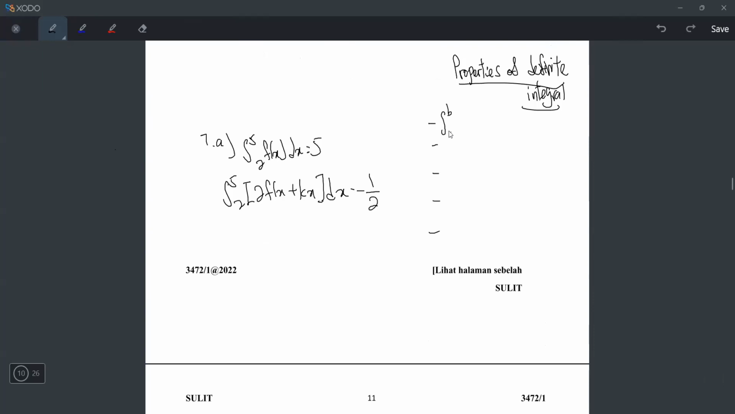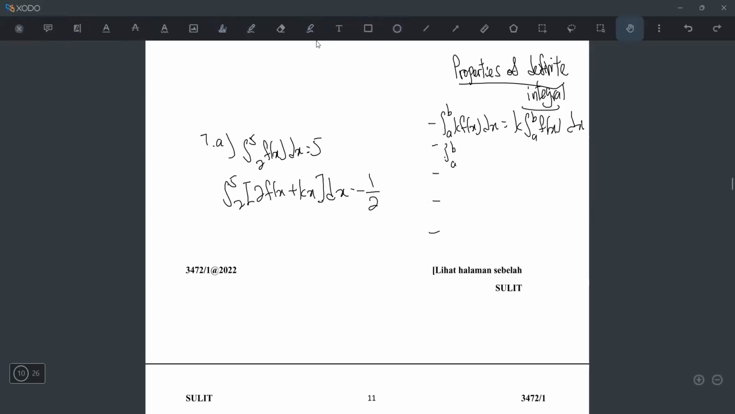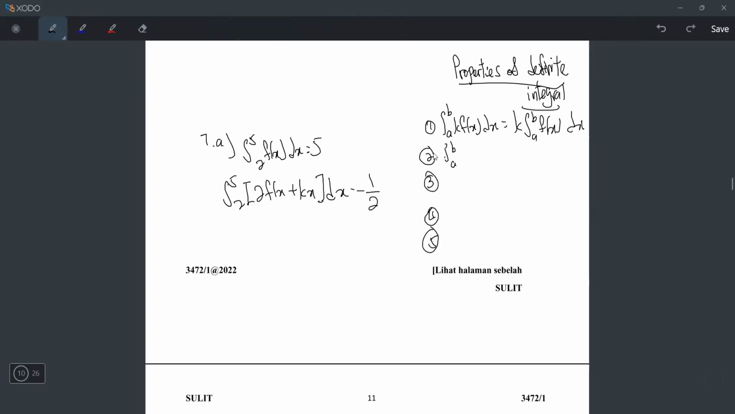The first property, integrate b to a k f(x) dx. If there's no plus minus, it's just k times f(x). You can take out the k like this. Okay, so that's the first property. Second property, if I give you integrate b to a, okay, wait, I shouldn't put it like this because if I write like this, later students will think it's negative. So this is not negative. I'll just call it 1, 2, 3, 4, 5. Okay, let's go to the next property.